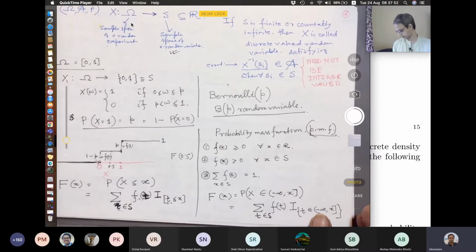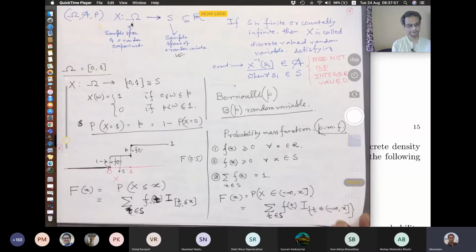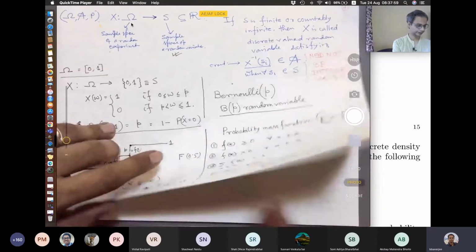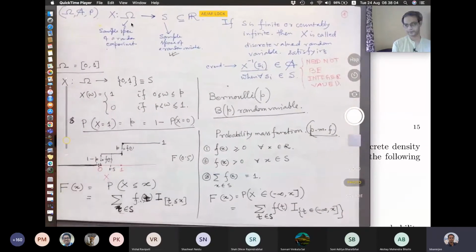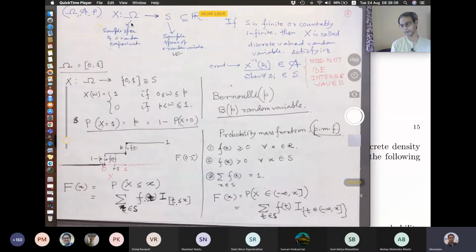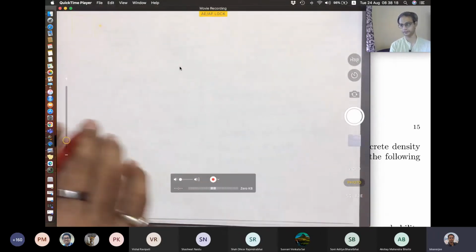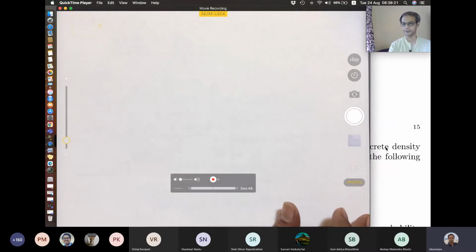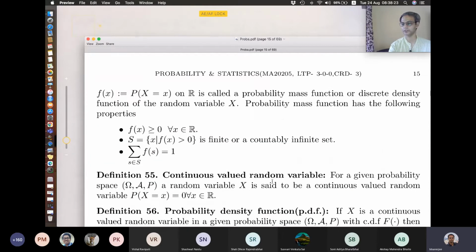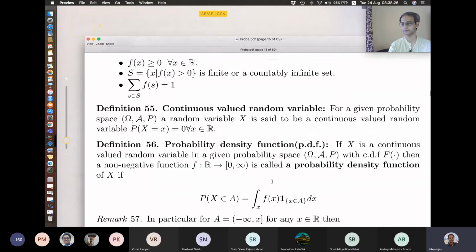Okay. So any query before we define the continuous valued random variable? Any query regarding PMF, CDF, and discrete valued random variable? Okay. So if there is no query, these are pretty simple things. You have to be just careful about it.